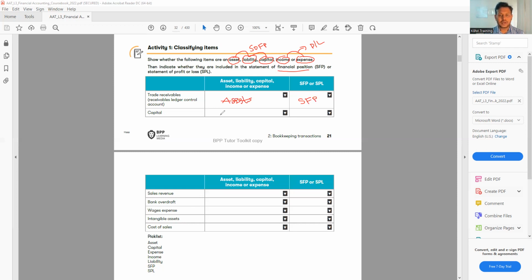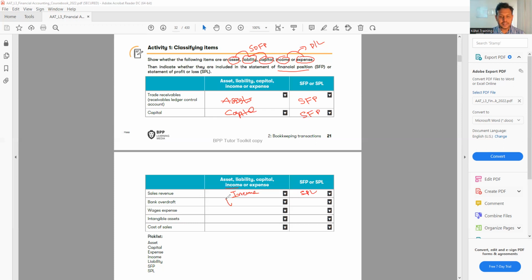The capital. Capital is capital. There is no definition for that. Capital is the money invested by the owner at the starting of the business. So capital belongs to SFP as well. And then we have sales revenue. Sales revenue is income. Sales is always income and it belongs to SPL, the statement of profit and loss account.